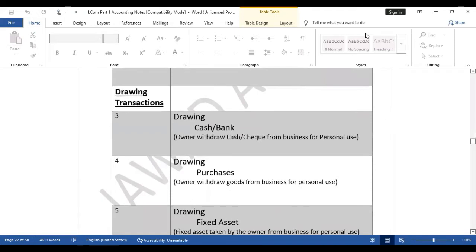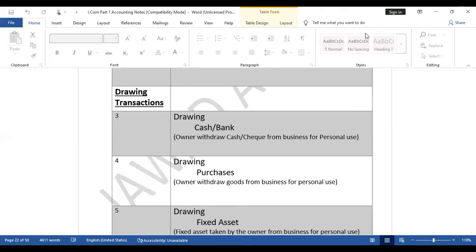Now move to the drawing entries. Whenever a cash or bank balance is withdrawn by the owner, the entry will be drawing debit. Drawing is the contra account of capital, that is, an account that will decrease the capital. So the liability that was first created by crediting the capital account is now decreased by debiting the drawing account. So the entry here will be drawing debit, cash credit, or bank credit.